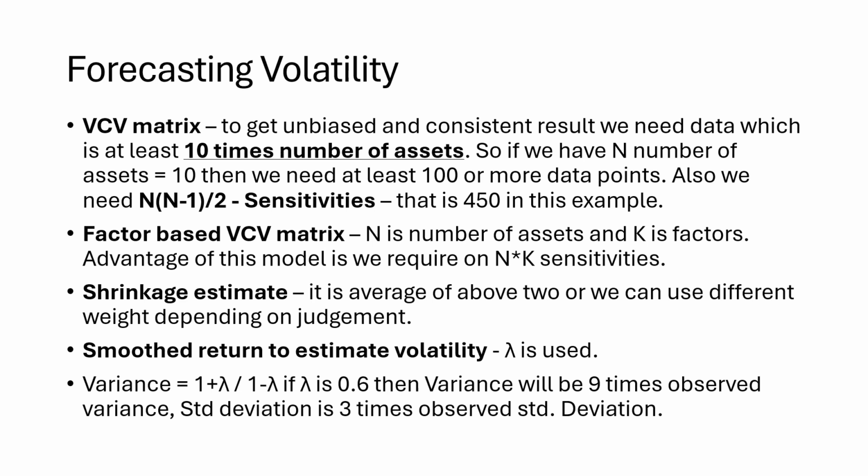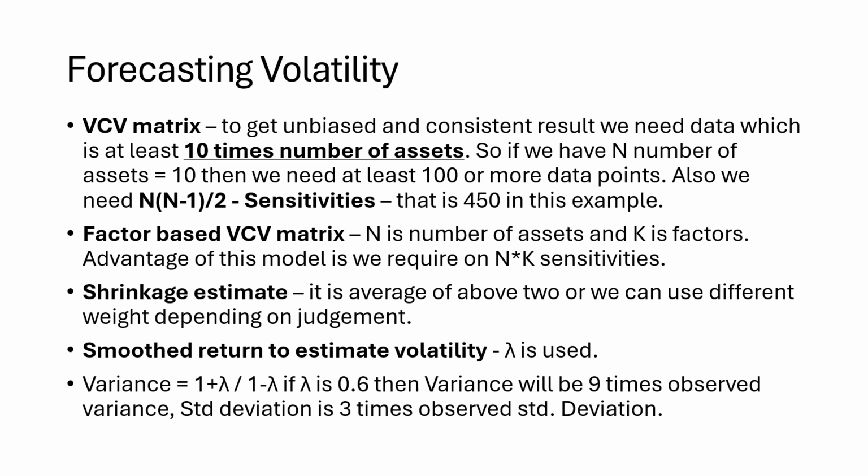So that is the advantage of the factor-based VCV matrix. Now the third one is shrinkage estimate. Shrinkage estimate is nothing but averaging. So what we can do is we can predict the volatility using VCV matrix, and then we predict the volatility using factor-based VCV matrix, and we take average of two, or we can use a different weightage depending on the judgment. That's all in the shrinkage estimate. So to overcome the limitation of both the ways, VCV matrix and factor-based VCV matrix, we use shrinkage estimate.